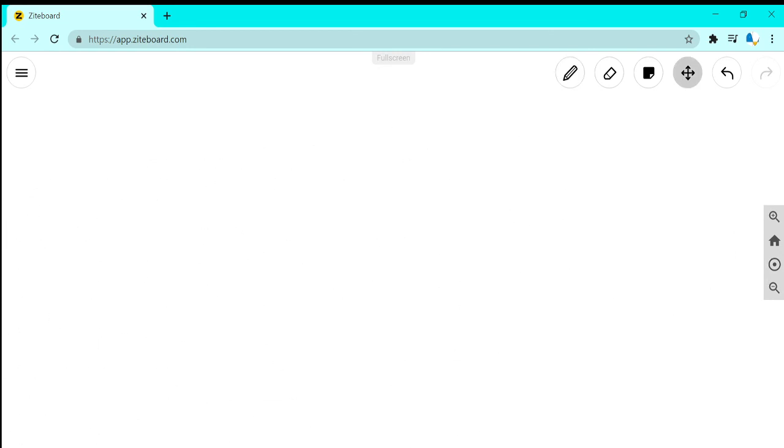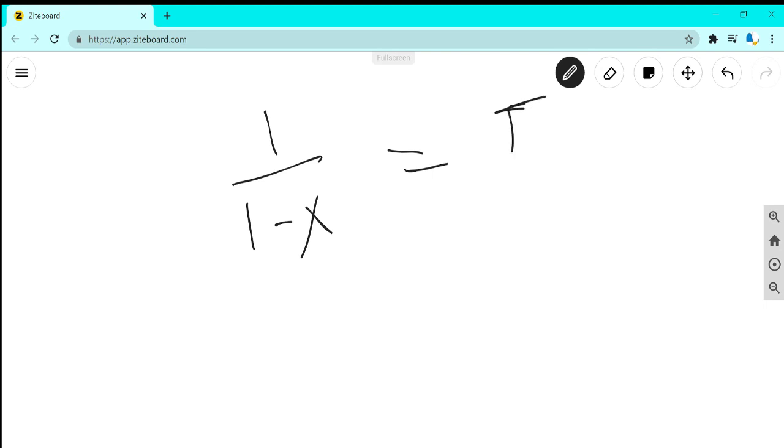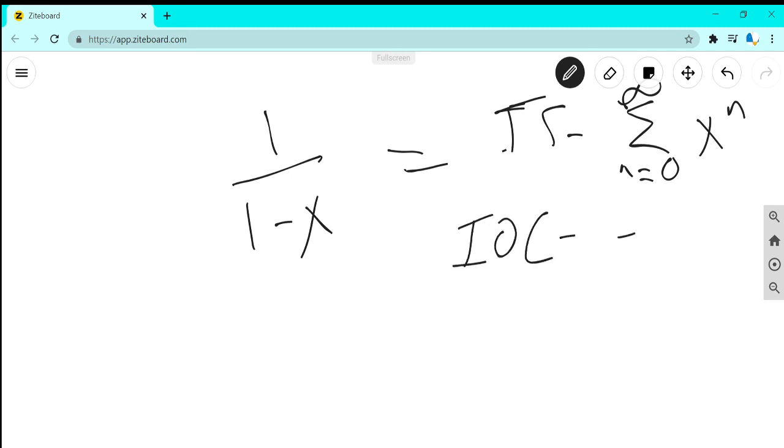So as a reminder, we tried to find the Taylor series of 1 over 1 minus x. The Taylor series for that is the sum from n equals 0 to infinity of x to the n, and our IOC was -1 less than x less than 1, which can also be expressed as the open interval (-1, 1).